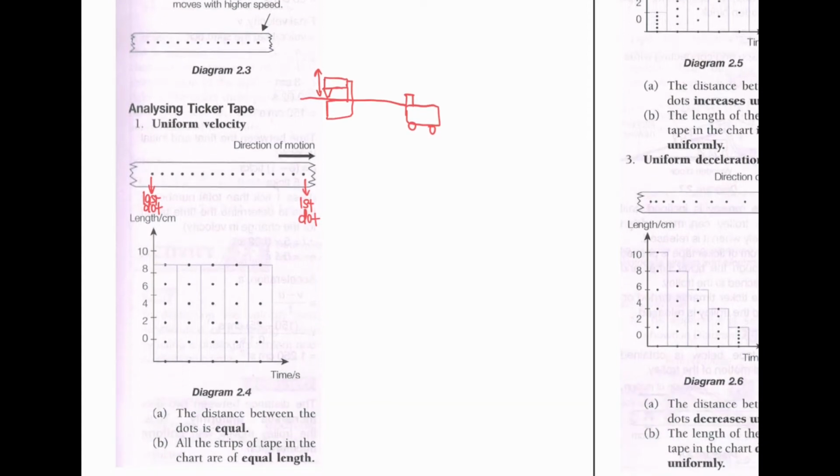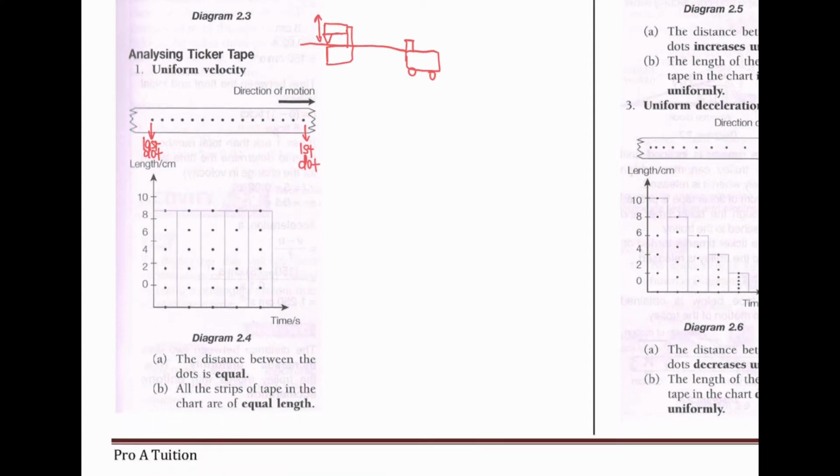you have uniform velocity. You should expect the distance between dots is the same. And of course you may have a very long ticker tape, and you can just take 1, 2, 3, 4, 5 ticks as one ticker tape, and then you cut, and then another 5 ticks as another ticker tape. So you will find that they have the same height, showing that it is uniform velocity. Okay, so now next one.